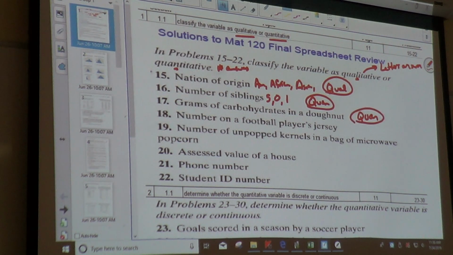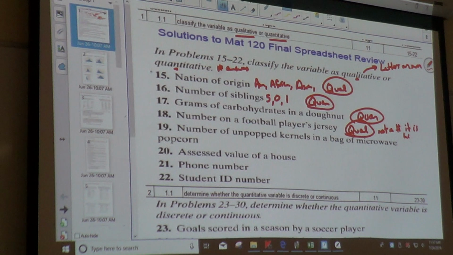The one with the N. There's 72 grams. Number on a football player's jersey. L or N? That one is going to be the L, because remember we said even though it's a number, it's not really a number, it's a name. 23 is Michael Jordan. Okay, so that one is not a number.